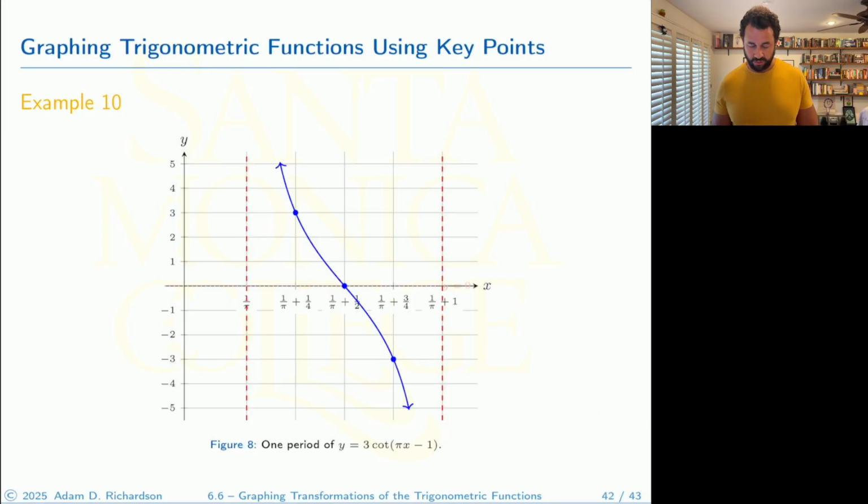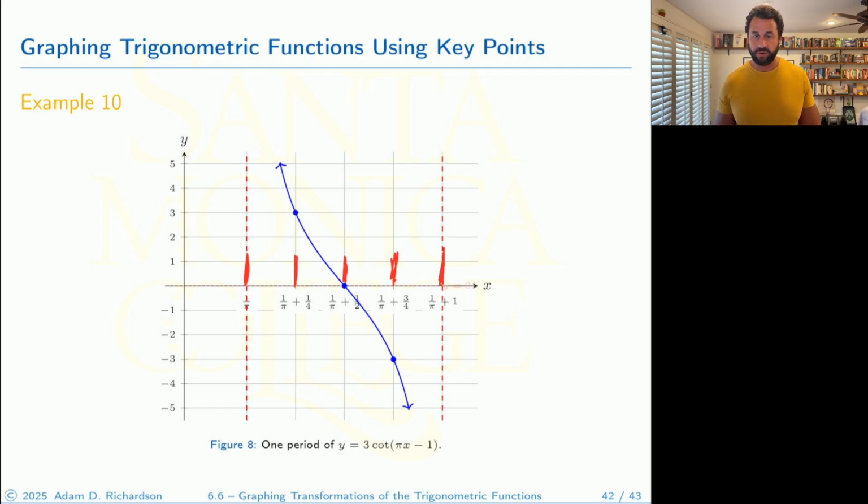Okay, so our phase shift is right here. It's at 1 over pi. Mark that point, go out some distance to the right. That's going to be the end of the period. Cut that interval into 4 equal-sized pieces. Label your key points, or at least the x values. Here again, I didn't simplify, but you don't need to simplify. You're just counting, starting at 1 over pi and then counting pi over 4s.